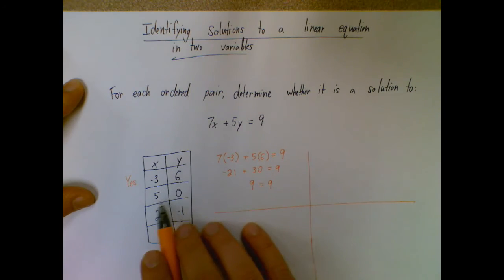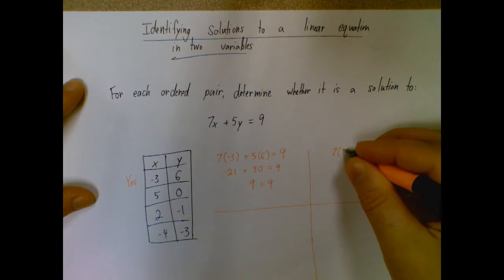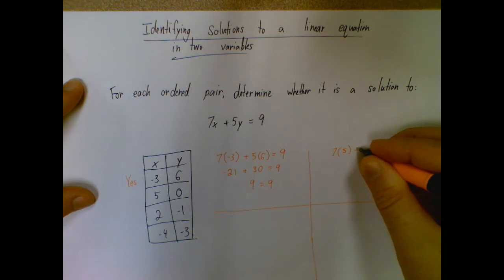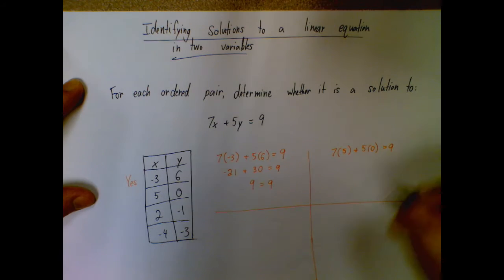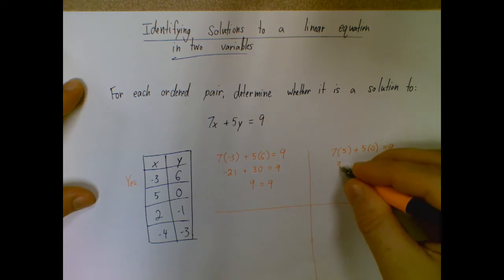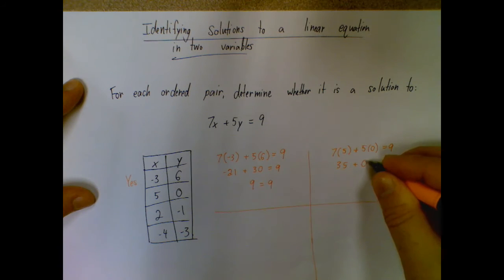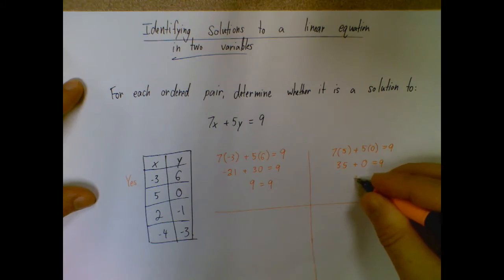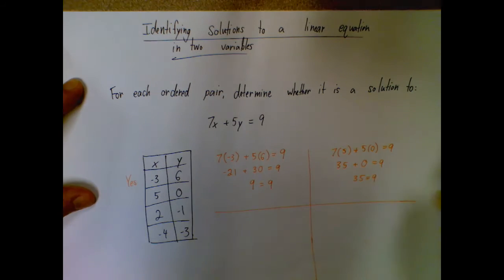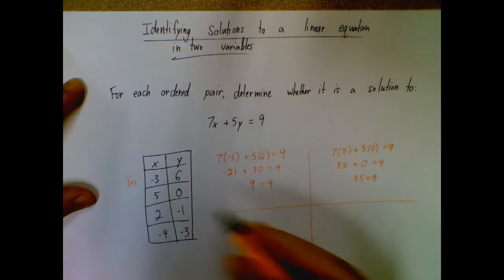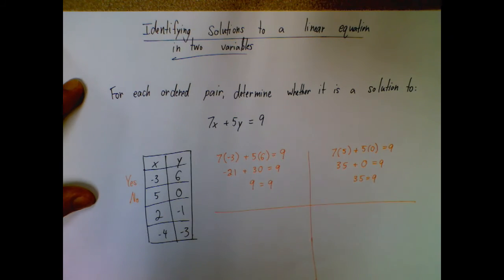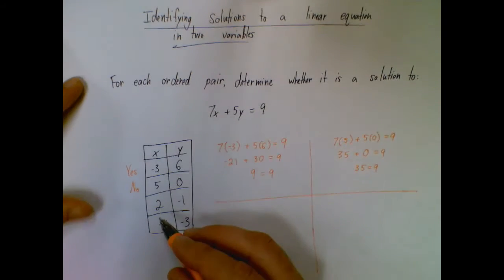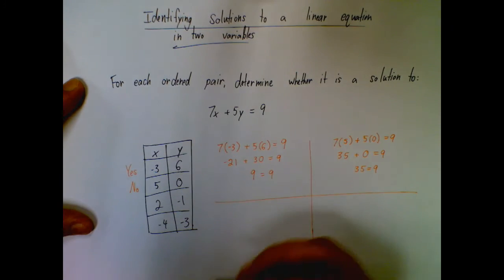So moving over, I'm going to do 5 and 0. Same thing, plugging in my x and my y values, and simplify. 35, 0. Right away, we get one of those that doesn't work. 35 is not equal to 9, so this one is not a solution. Okay. And we're just going to keep working down to our last two, and we'll be good to go.